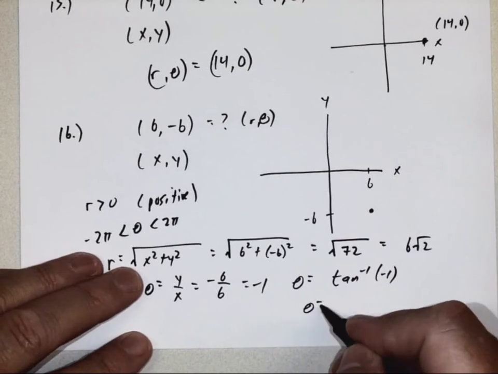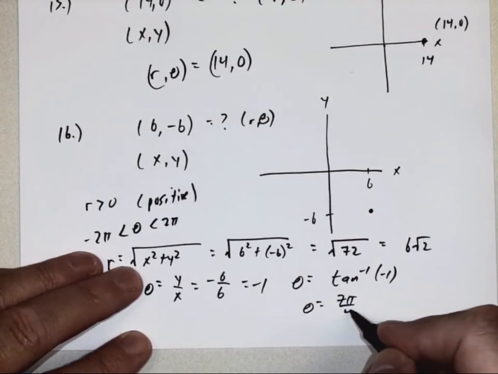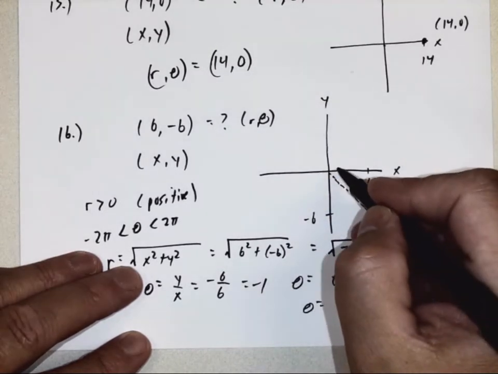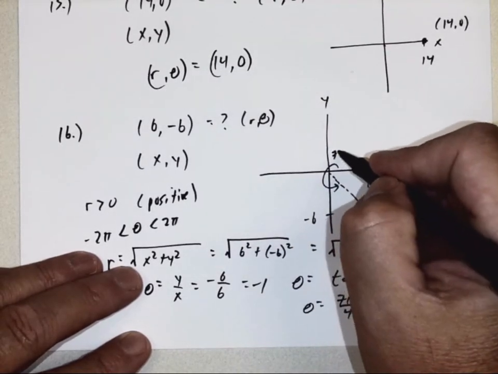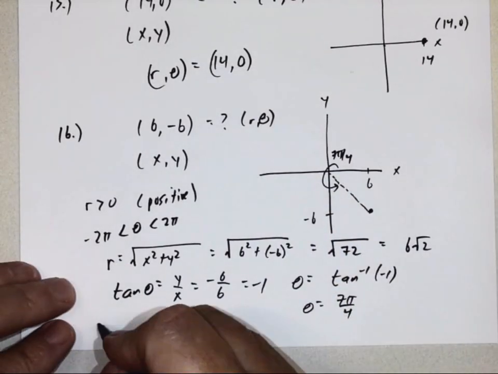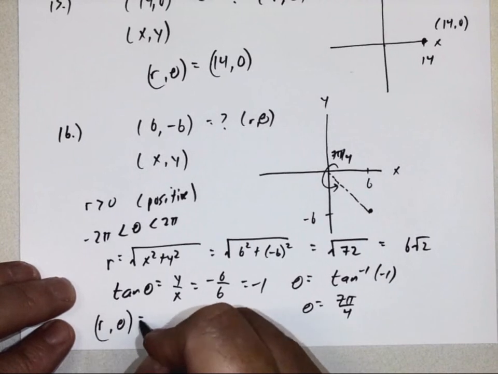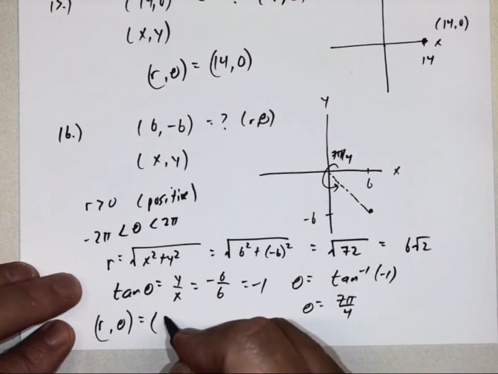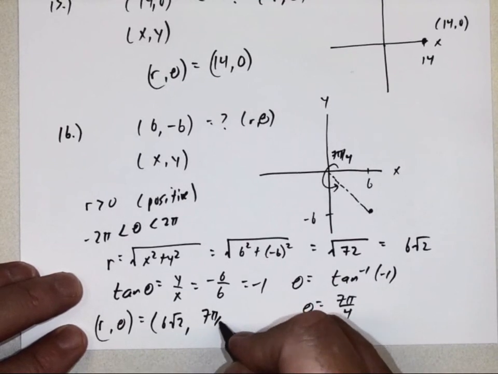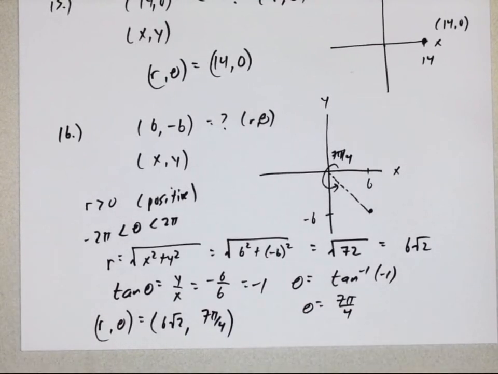So I believe this right here is 7 pi over 4. So I think my final answer: the radius is 6 square root of 2, the angle is 7 pi over 4, and that is correct. All right, so that's polar and rectangular coordinates.